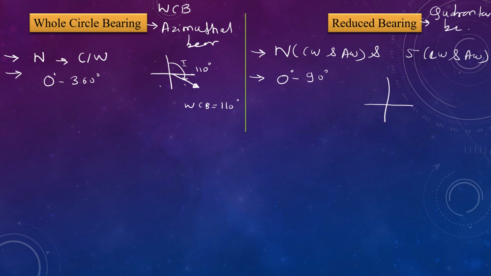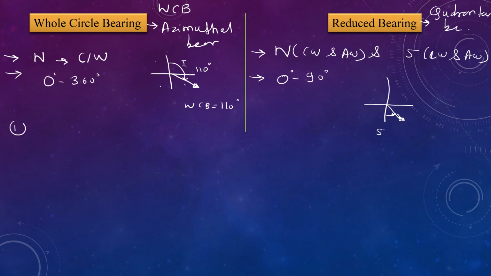If we take the same angle as a WCB here, this is the survey line. For this survey line, the RB value is this, because we measure the value from the south pole in anti-clockwise direction. But here the value of RB is different from the whole circle bearing. So how do we calculate the reduced bearing values from the whole circle bearing? We see the formulas one by one.